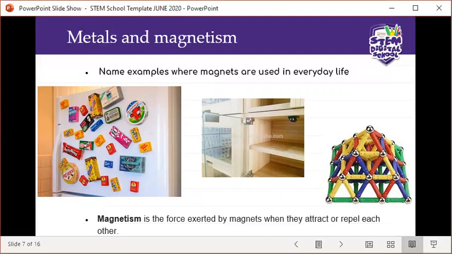So guys, magnetism, in short, is a force exerted by magnets when they attract or repel each other. The meaning of attract, I believe most of you know. This is when things come together or close together to one another. And when we speak about something repelling, it means that they move away from each other, so there's no attraction or force pulling them together. This was just for enrichment purposes, just mentioning what magnetism is.